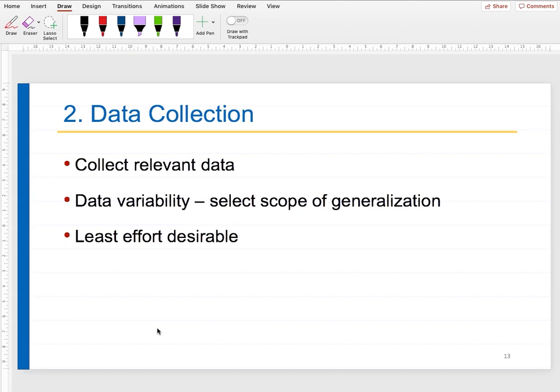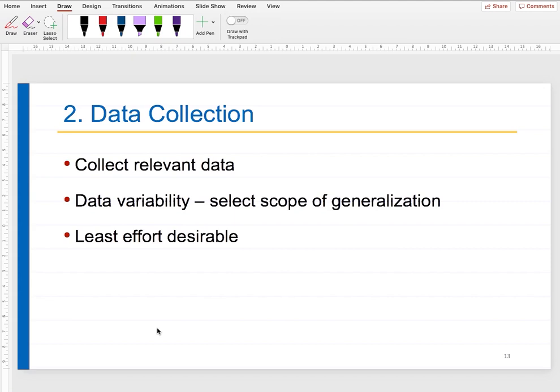Then data variability, I should select the scope of generalization. For example, I'm looking for Indian roses only. I'm not looking for British roses. I'm not looking for American roses. So I'm just considering Indian roses, but within India, all varieties of roses, whatever are available, whether it is North India, South India, East India, West India, I want all kinds of roses.